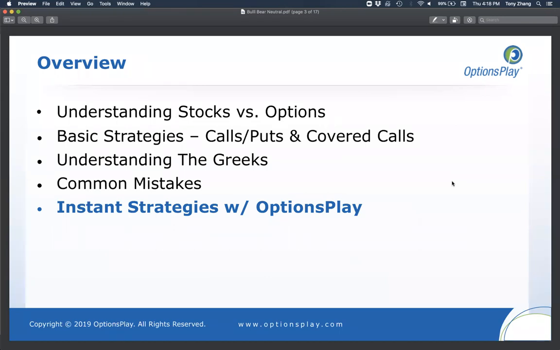Then we'll talk about the three basic strategies: buying a call option, buying a put option, and selling covered calls. That covers the bullish, bearish, and neutral market outlooks that you may have on an underlying stock.